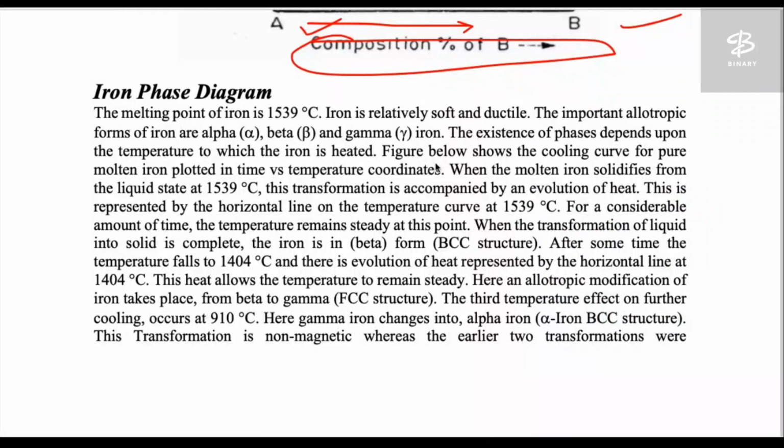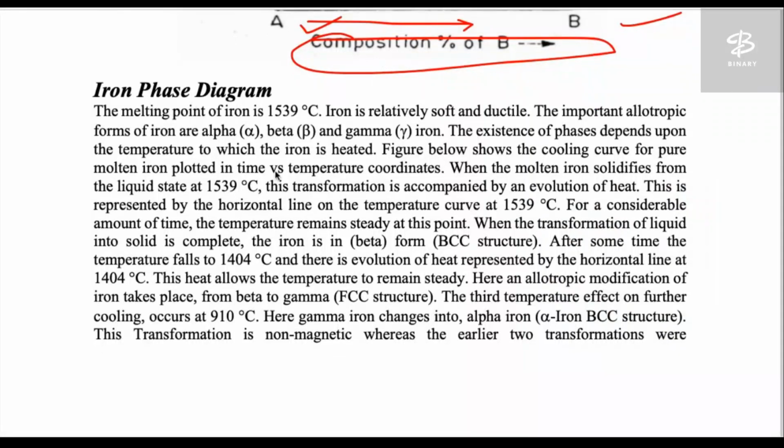Come to the iron phase diagram. Okay, so iron is a single metal, a single element. So what is the purest metal phase diagram? I already made you know that if you are going to draw a phase diagram, then what you need first is a cooling curve of that particular alloy or the metal that you are concerned about. As we are going to study the topic iron phase diagram, it means in the purest form, right?